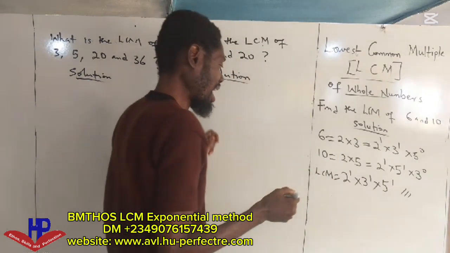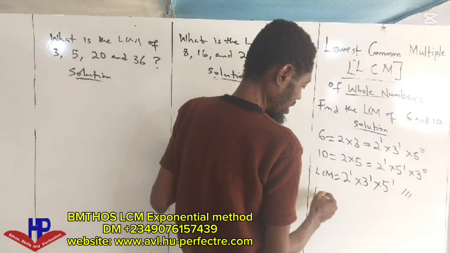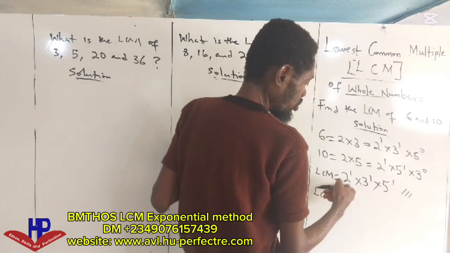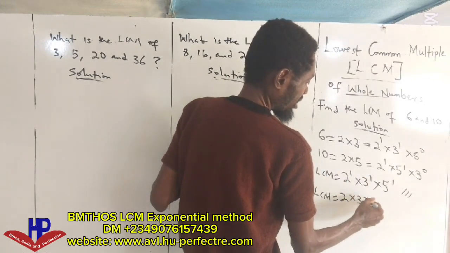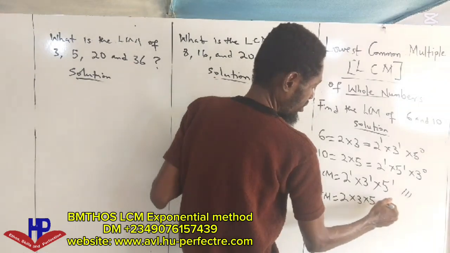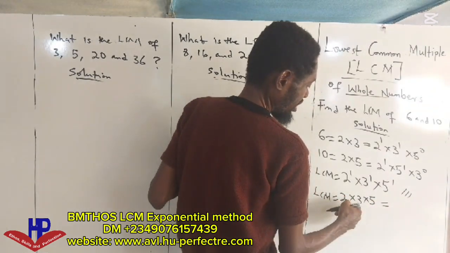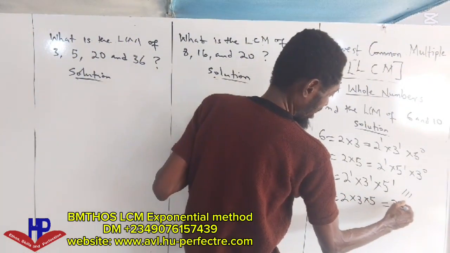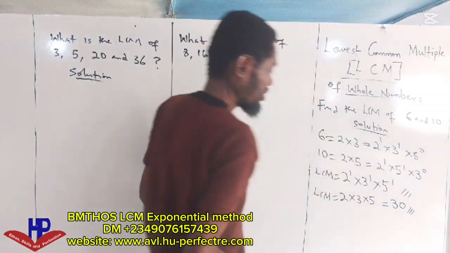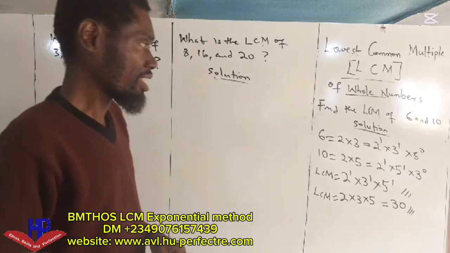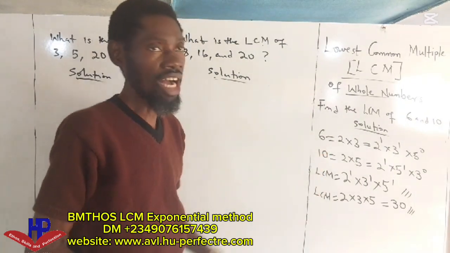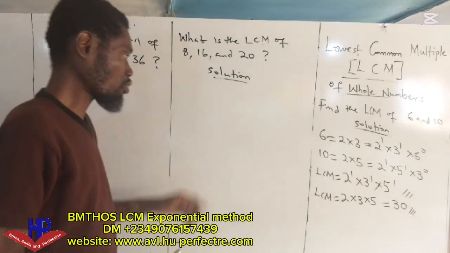But if you're not asked that, your answer could also be expressed as 2 raised to the power 1 is 2, times 3 raised to the power 1 is 3, times 5 raised to the power 1 is 5. So that will be 2 times 3 is 6, times 5 is 30. So our answer is 30. So the LCM of 6 and 10 is 30 using the exponential method. Let's see the next question.